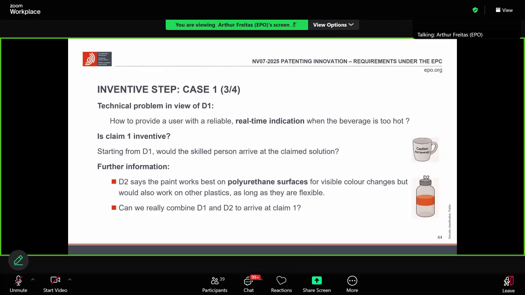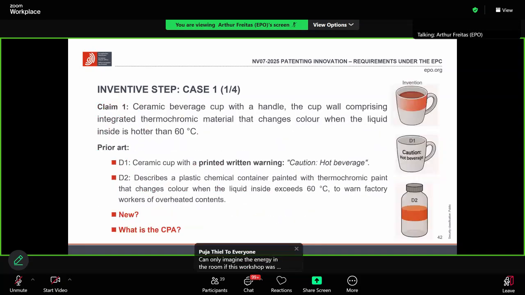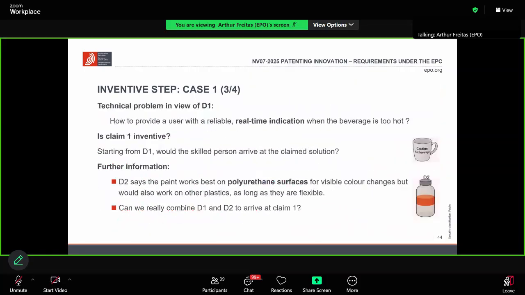So now is the final step. Starting from D1, our cup, and looking at the problem to be solved, how to provide the user with a reliable real-time indication when the beverage is too hot, would the skilled person arrive at this very same claimed solution? Namely, I'll read here: a ceramic beverage cup with a handle, a cup wall comprising integrated thermochromic material that changes color when the liquid is hot. All those features we have to arrive at. Okay.